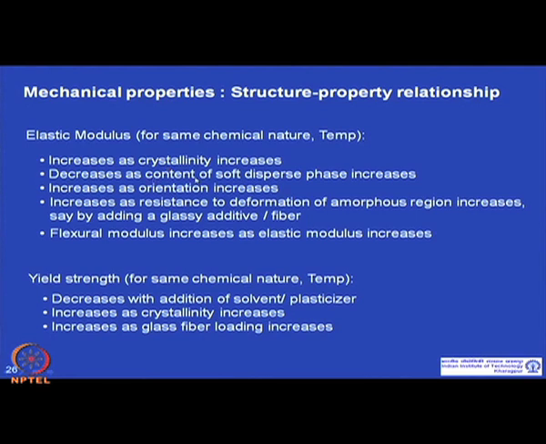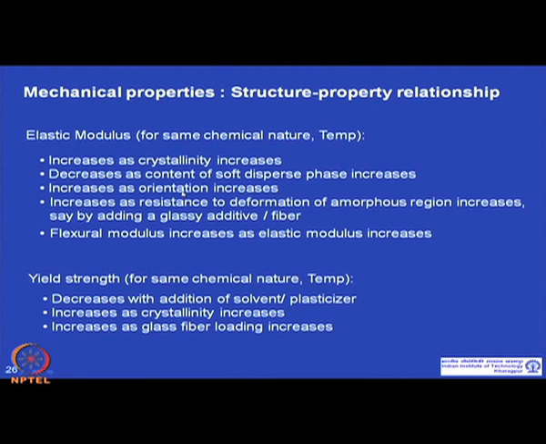Or, if it is not a homopolymer, it is a blend of different phases. There could be two, one a soft or rubbery phase and a hard or elastic phase. Basically, with an increase in the soft dispersed phase, the modulus decreases.